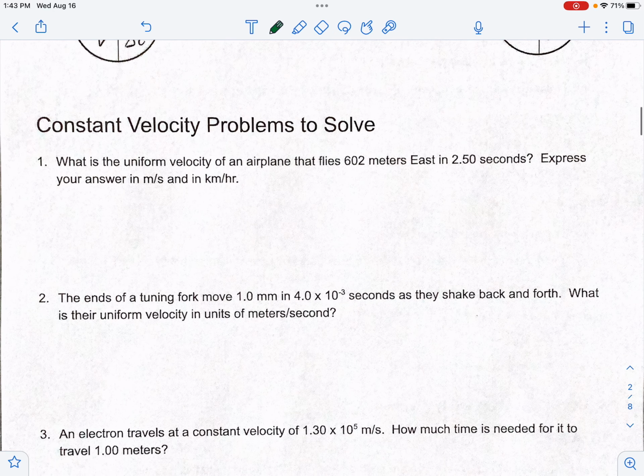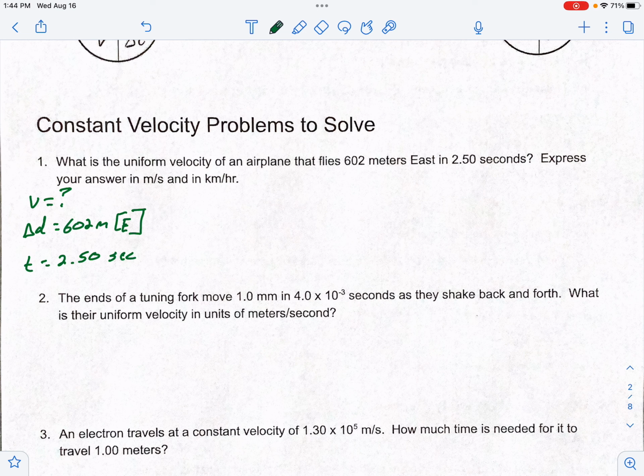Okay, number one, what is the uniform velocity, that means not changing, of an airplane that flies 602 meters east in 2.50 seconds? Now what I like to do is label out what I'm given and what I'm looking for. So it says, what is velocity? That is my question mark. Flies 602 meters east. That's definitely not my velocity. It's definitely not my time. So that would have to be my displacement. So I'm going to put 602 meters. And if I tell you east, that's probably for a reason, so I'm going to keep that east right there. And my time would be 2.50 seconds.